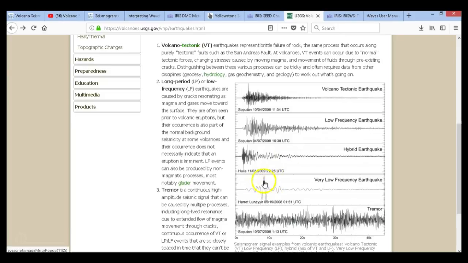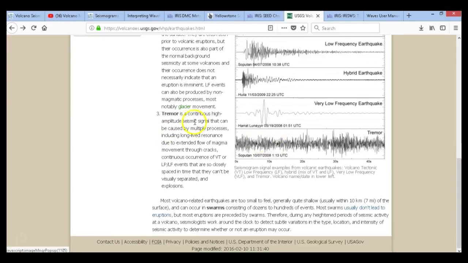Now this here is a VLF earthquake, or very low frequency earthquake, and it is a slow one that can be considered a subcategory of low-frequency earthquakes. They can be seen during slow-slip tectonic events. And then the last one is tremor, a continuous high-amplitude seismic signal that can be caused by multiple processes, including long-lived resonance due to extended flow of magma movement through cracks, continuous occurrence of VT or LPLF events that are so closely spaced in time that they cannot be visually separated, and explosions.